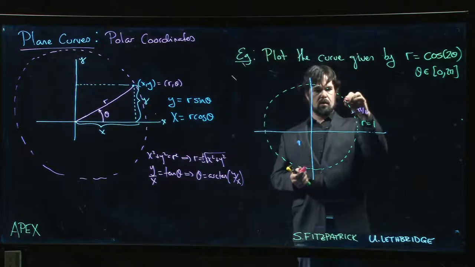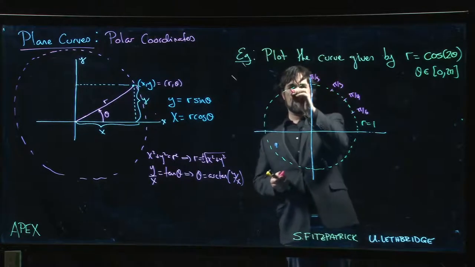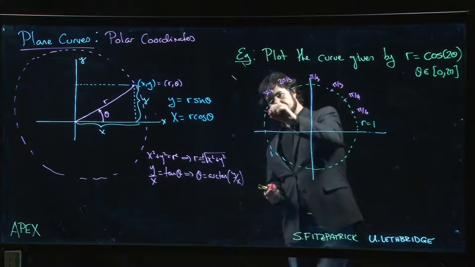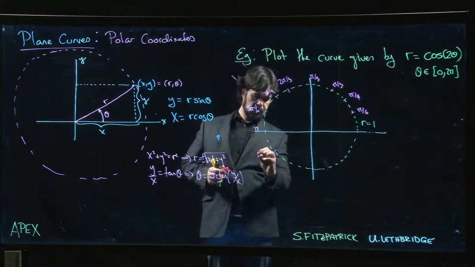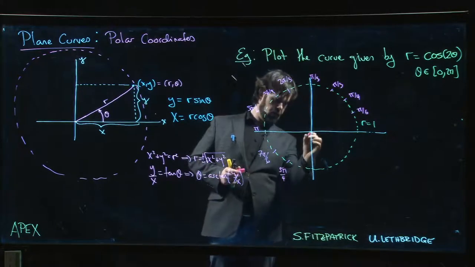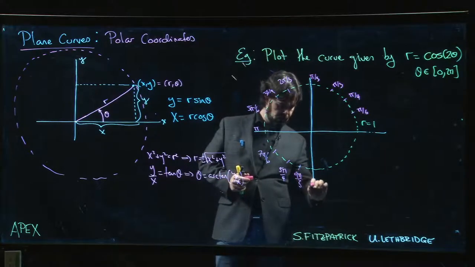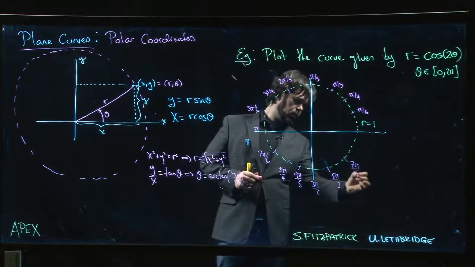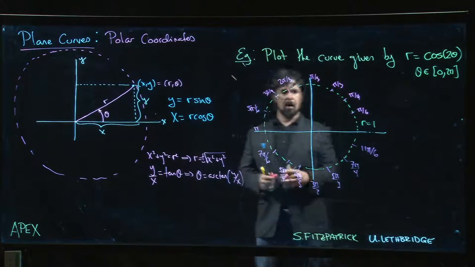Pi over 6, here's pi over 4. These are probably not perfectly accurate. I'm bad at eyeballing angles. Most people are bad at eyeballing angles. 3 pi over 4, 5 pi over 6, here's pi, here's 7 pi over 6, 5 pi over 4, 4 pi over 3, 3 pi over 2, 5 pi over 3, 7 pi over 4, 11 pi over 6, and back to 2 pi.